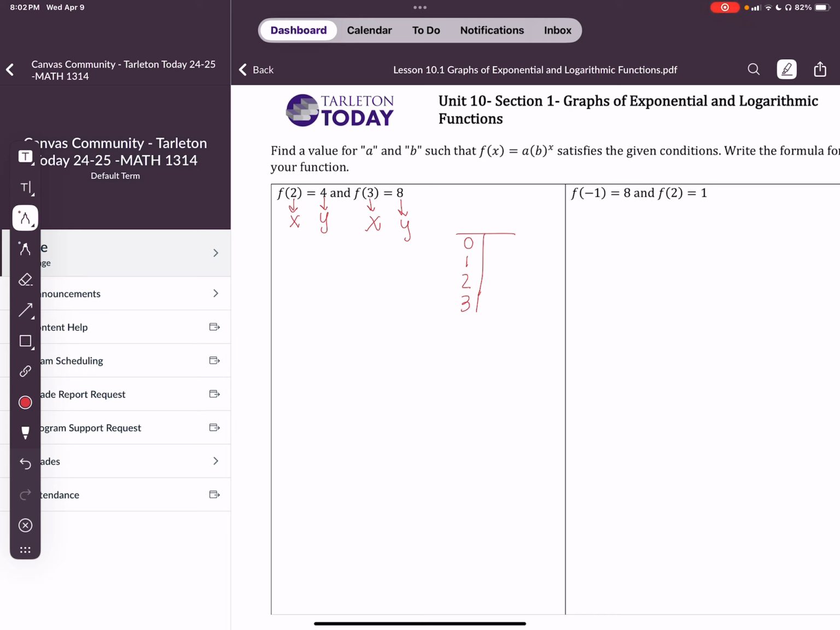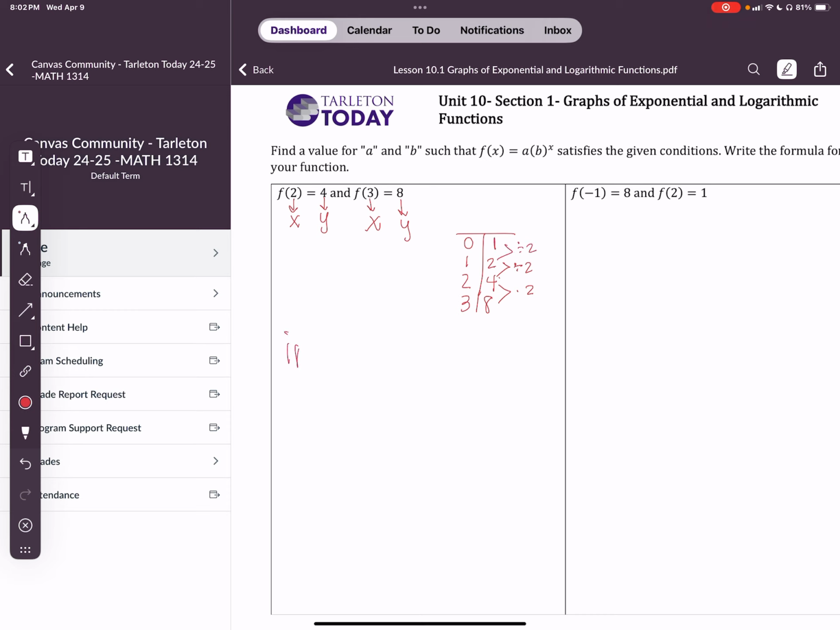So I know that when x was 2, y was 4. When x was 3, y was 8. Well, I know to go from 4 to 8, I can times 2. So to go back up here, I'm going to say, okay, 4 to something, I'm going to divide by 2 and get 2. And then 2 divided by 2 gives me 1.